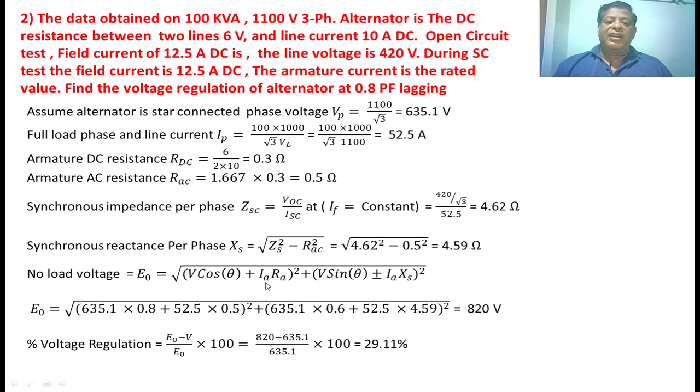So the current we have to take is the full load current, that is 52.5. This voltage is already calculated; this is a per phase voltage. Substitute all the values, we are getting 820 volts. Now the percentage voltage regulation equals (E naught minus V) by V, we are getting 29.11%.